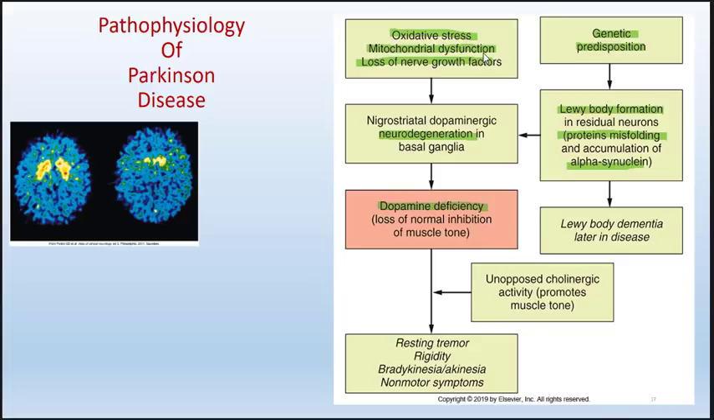Or, of course, with oxidative stress, mitochondrial dysfunction, and loss of nerve growth factors, it can lead to the same events of neurodegeneration within the basal ganglia, leading to that deficiency in dopamine. And this will cause loss of that normal inhibition of muscle tone, which can lead to tremors, rigidity, as spoken about on the previous slide.